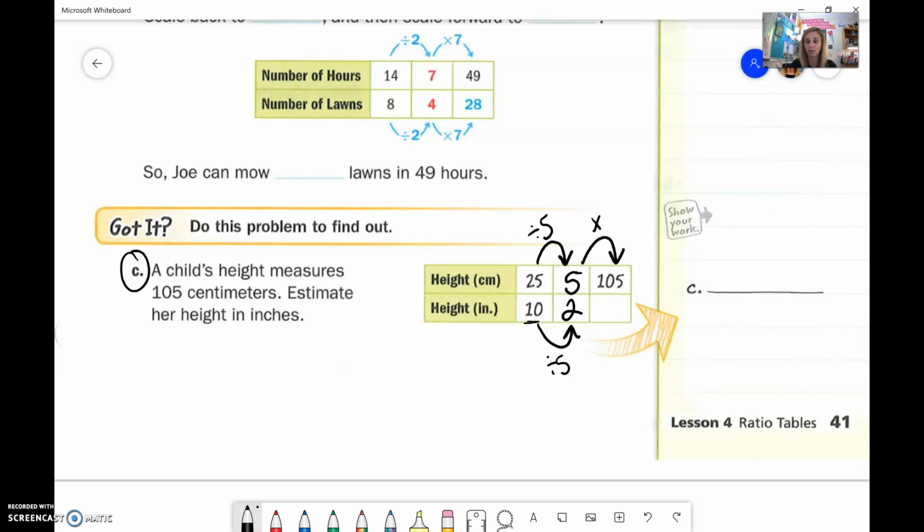Well, I know I'm getting bigger. I know 5 times 2 is 10. So if I take 5 times 20, that gives me 100. So if I add on 5 more, I would really be multiplying 5 times 21. So 21 times 5, we're just going to check our math. 105, see how that works? So if I multiply that number by 21, I have to multiply this next number by 21. So 2 times 21, which is 42, so it is going to be about 42 inches.